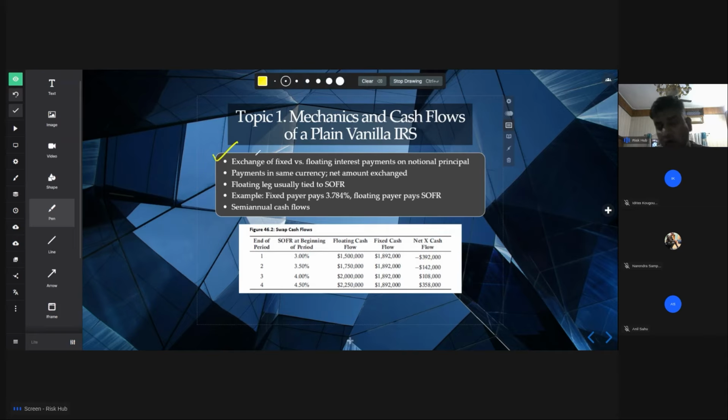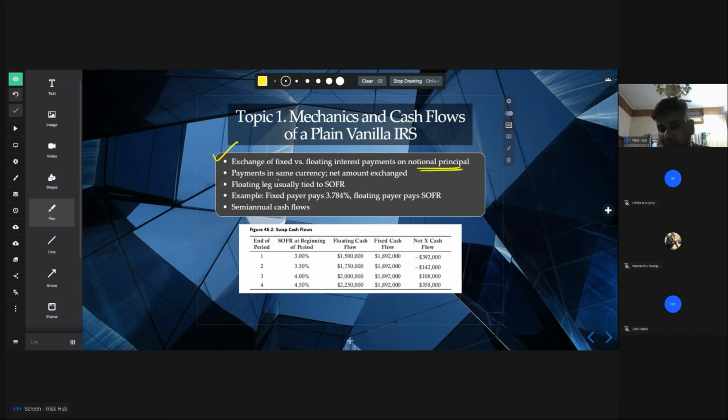Basically, in your swap, there is an exchange of fixed versus floating interest rate payments on the notional principal. Why did you exchange it? You exchange it because you had different expectations of the interest rate. One was expecting interest rates to go down, so he said, if I'm stuck in fixed, let me go to floating. The other is expecting interest rates to rise, and he said, my floating will increase, let me go to fixed. So you are exchanging fixed and floating interest rate payments on whatever notional principal you agreed.